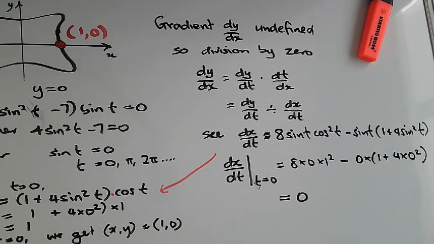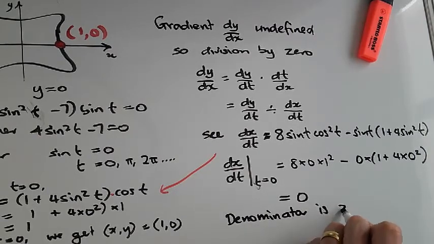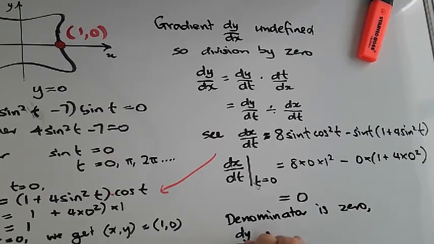So the gradient's undefined at this point because I get a division by 0 error. So the denominator is 0, and dy/dx is undefined.